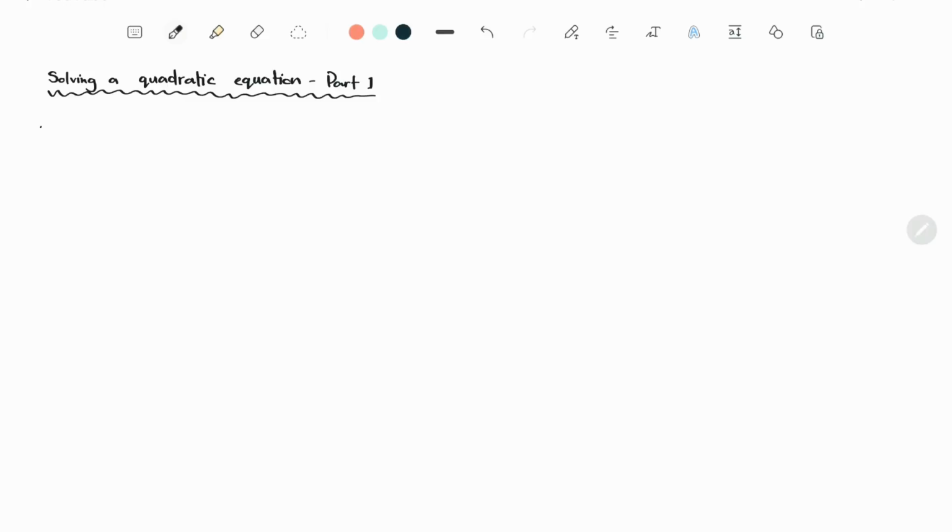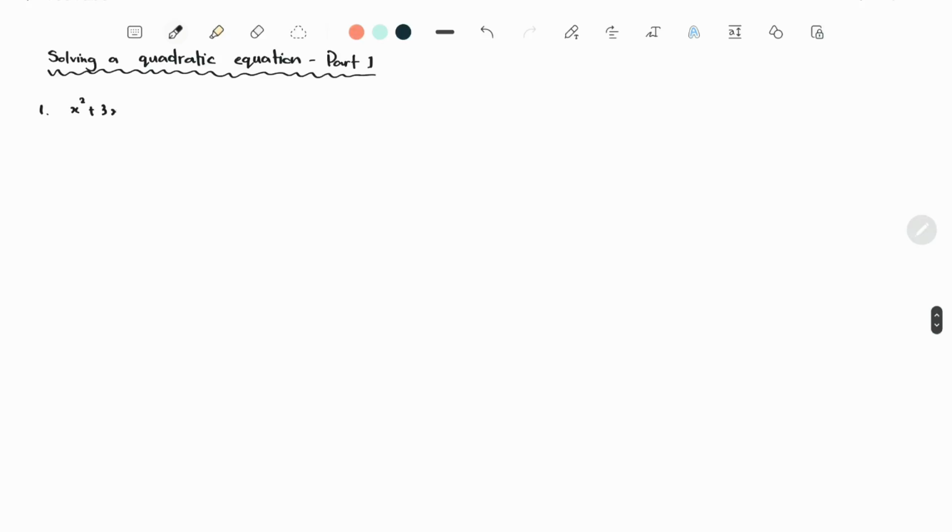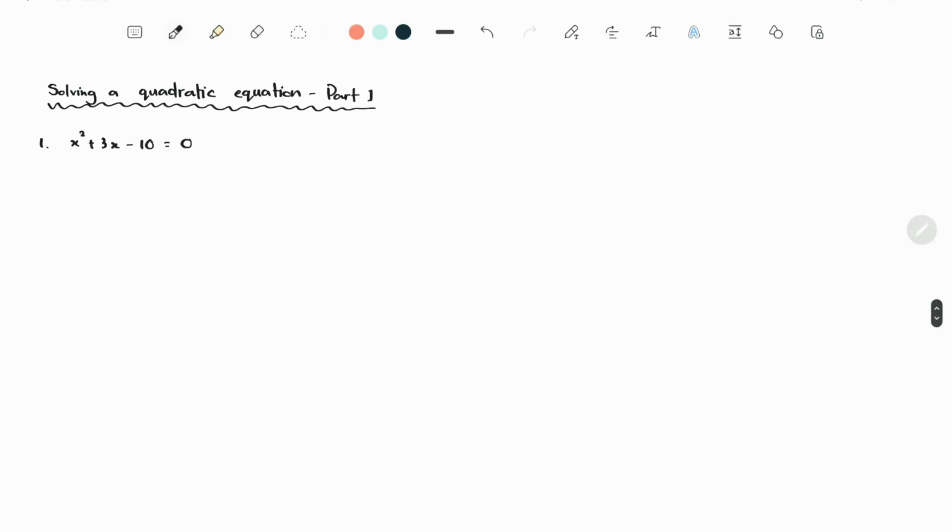We start with an example, and that's going to be x squared plus 3x minus 10. Now, what does it mean to solve an equation? It means you want to find the values of x that when you substitute into this equation will give you 0. Actually, not equation. When you substitute into this function, you'll get the answer 0. So that's what we're trying to do.